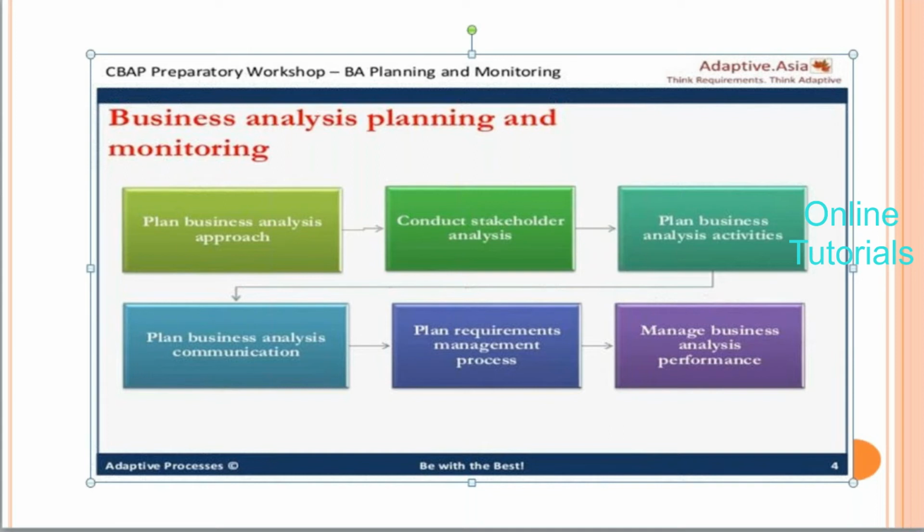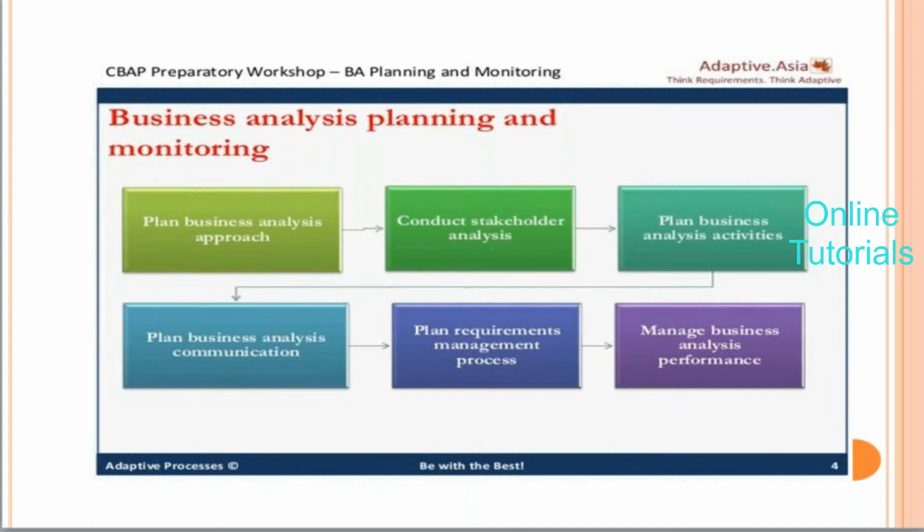Either it is through documents or through preparing some diagrams or something like that. What was the requirement management process we have to follow? What was the business analysis performance we have to follow and all that. All these steps come under business analysis planning and monitoring. This is the first knowledge area. Understand?